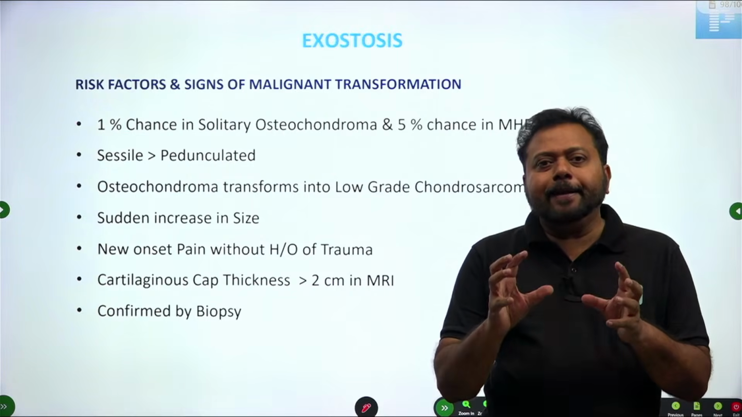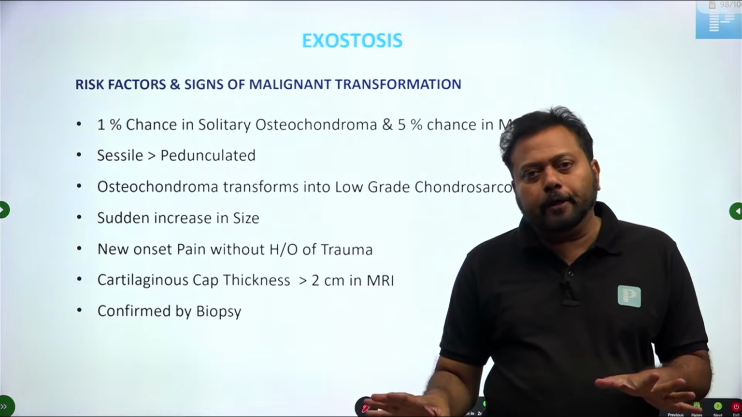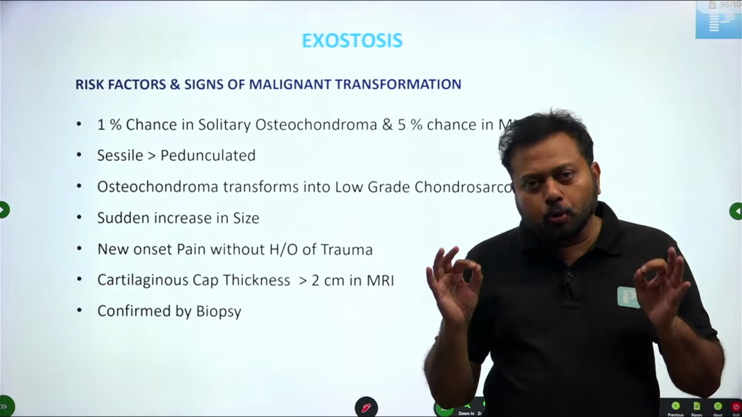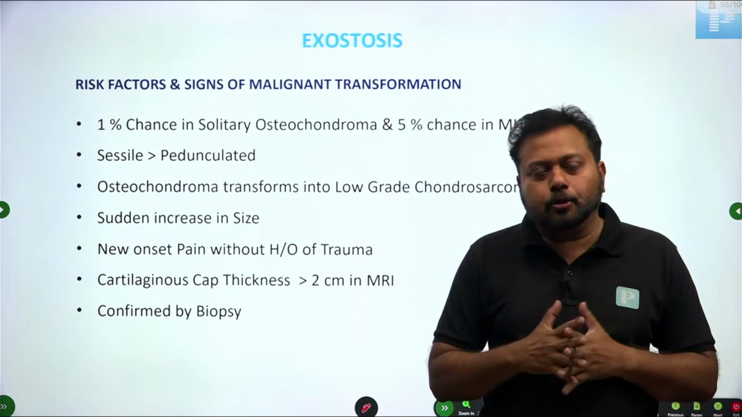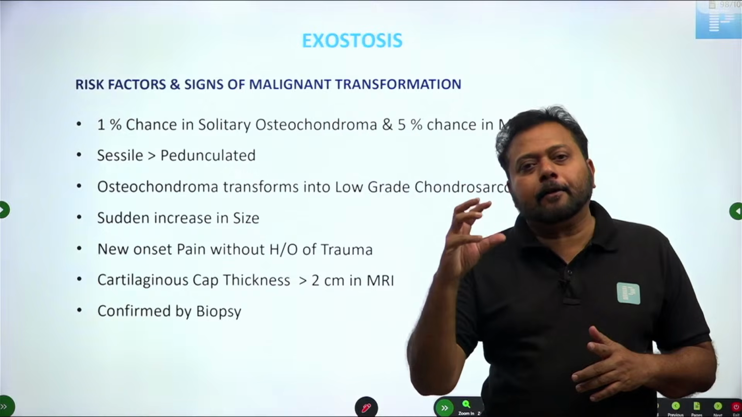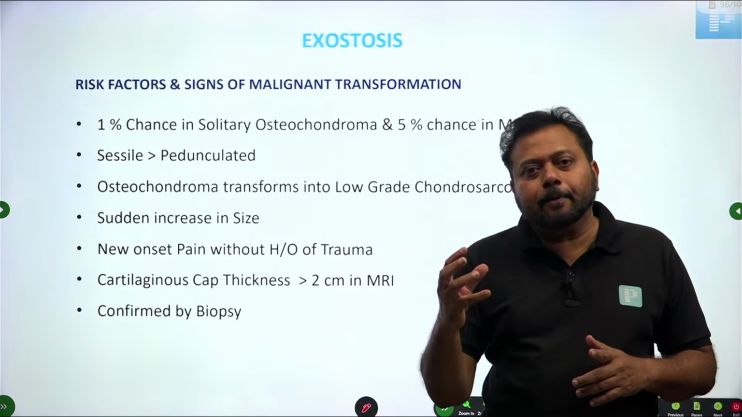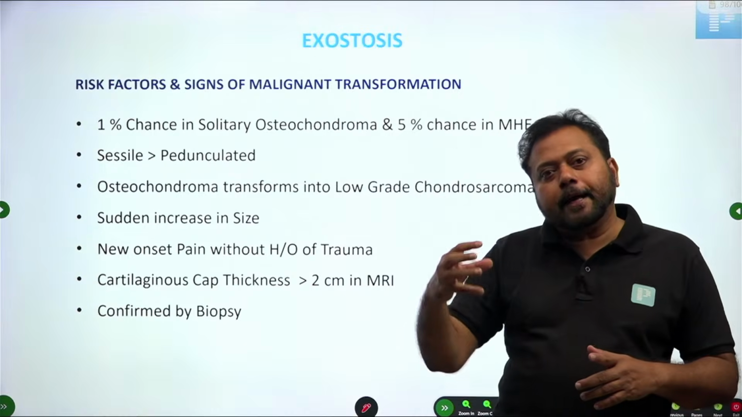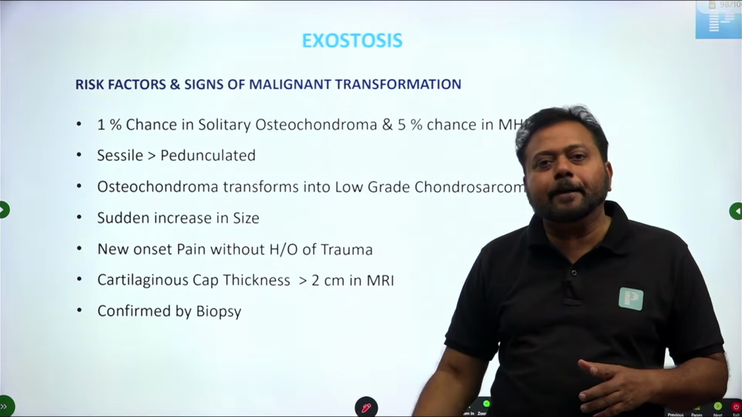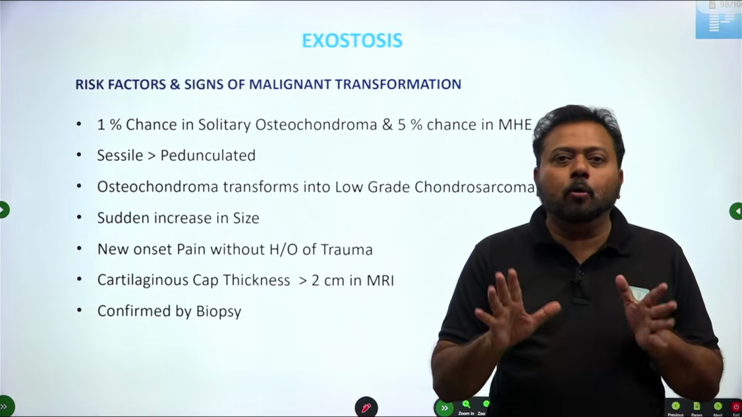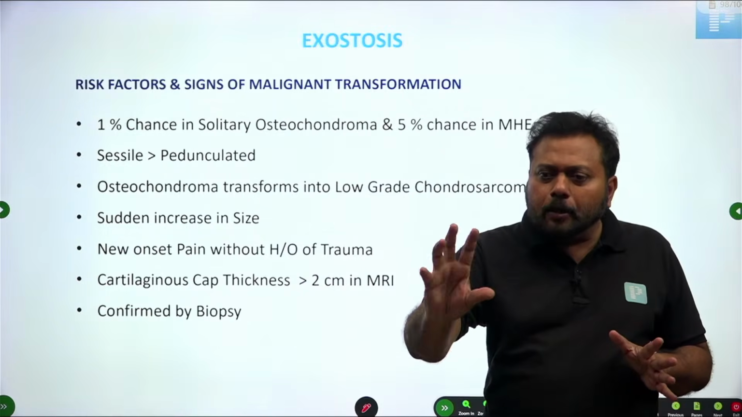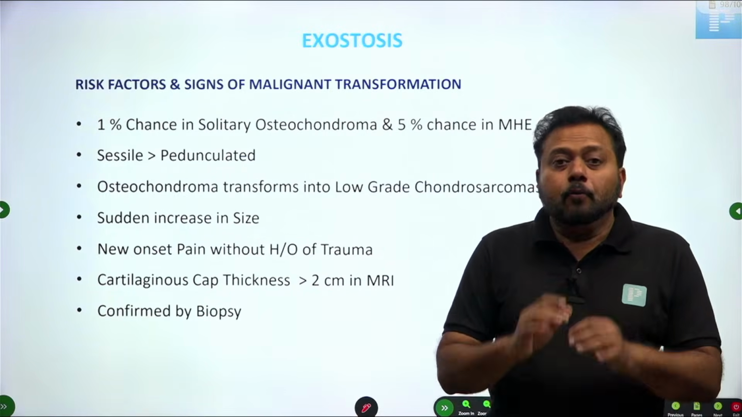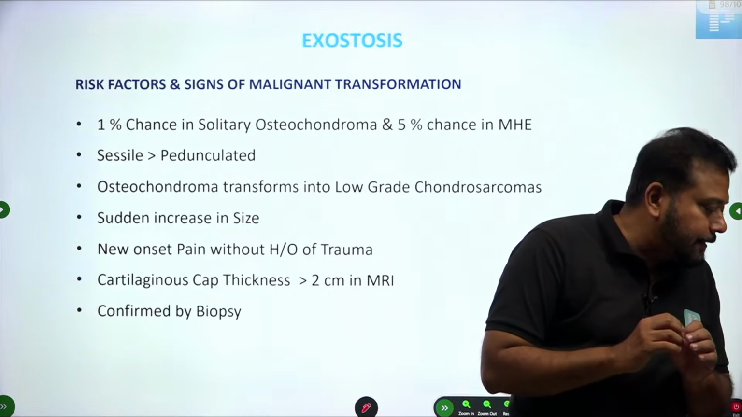Usually it is a painless tumor around a knee joint, more common in males, more common in the pubertal age group, the growth period. It arises from the metaphysis and goes away from the epiphysis, in the direction opposite to the epiphysis. It's a painless bony mass. The only thing is cosmetic disfigurement, otherwise it won't cause any problem. But it's a precancerous condition.